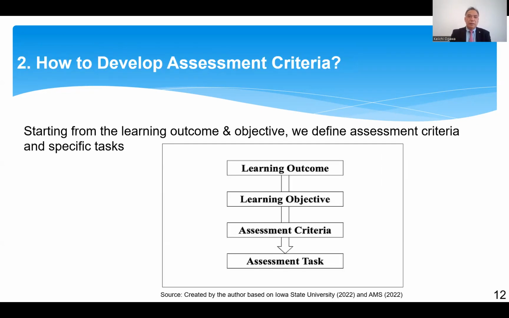So second, how to develop assessment criteria. Starting from learning outcomes and objectives, we define assessment criteria and the specific tasks. So we have 4 areas: learning outcomes, learning objectives, assessment criteria, then assessment tasks. I'm going to explain each one by one.